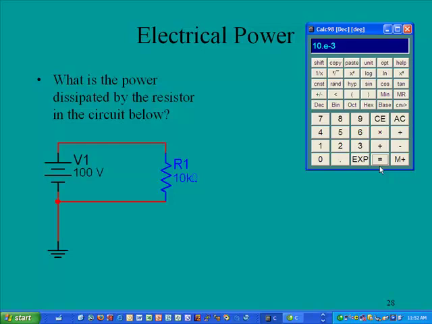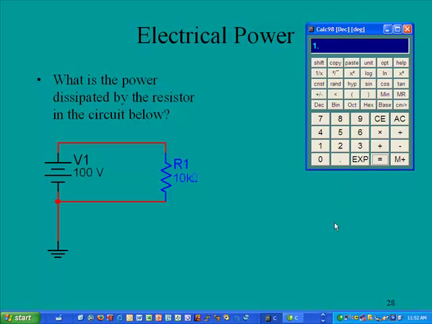And so according to our formula, power is voltage times current. So we have 10 milliamps. If we take that current times the applied voltage, 100, we will get 1 watt. Okay?